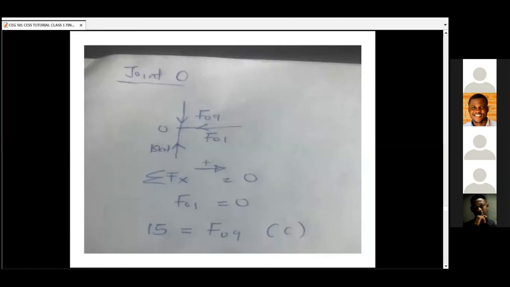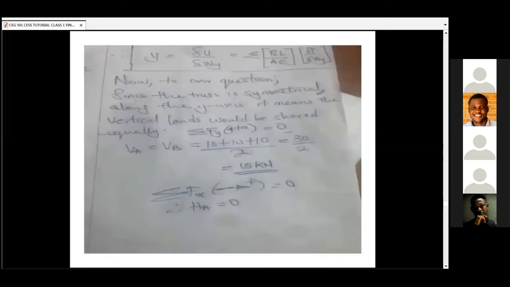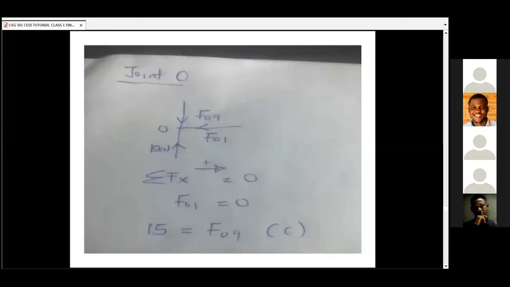Okay? So now the downward force is what I represented with F09. And then since we have found the reaction, the reactions of the supports to be 15 kilonewton. Now, if we say summation Fx equals zero, therefore F01 equals zero. And F09 will be equal to 15. If we do summation Fy equals zero. Okay, so since there is no negative value, it shows that the arrow orientation I used is actually accurate. So it means it is actually compression.